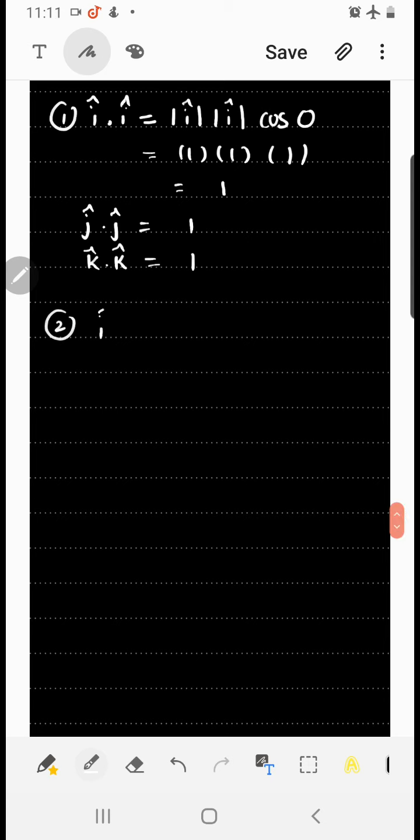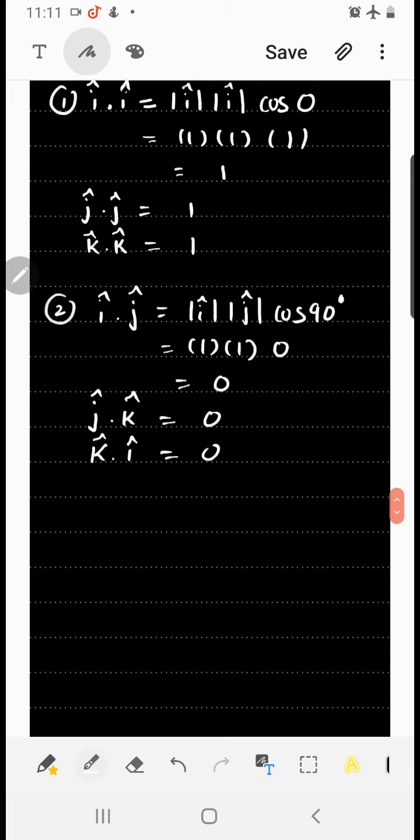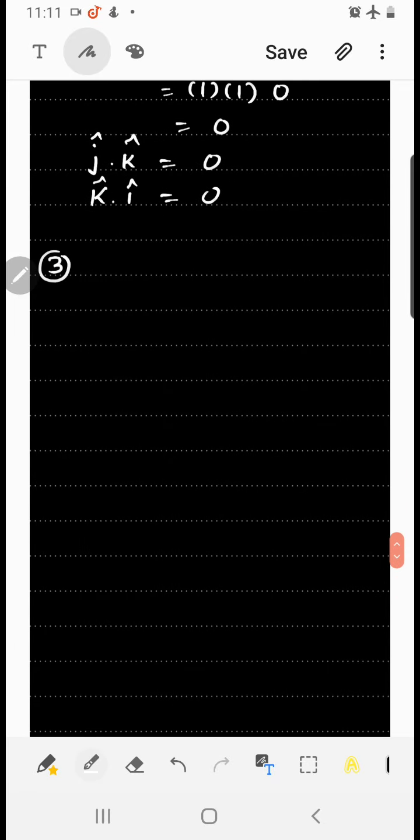Now let's move on to the next concept, that is i cap dot j cap. Again, don't give me the direct answer. Let's apply the formula. Is not a bar dot b bar equal to mod a mod b cos theta? So here I write mod a mod b cos. Now what angle does i cap make with j cap? i cap is along the x axis, j cap is along the y axis. So can I say the angle between them is 90 degrees? So now what I get, 1 into 1 into cos 90, and cos 90 is 0, so the answer will be 0. Similarly, can I say j cap dot k cap will also be 0, and k cap dot i cap will be 0.